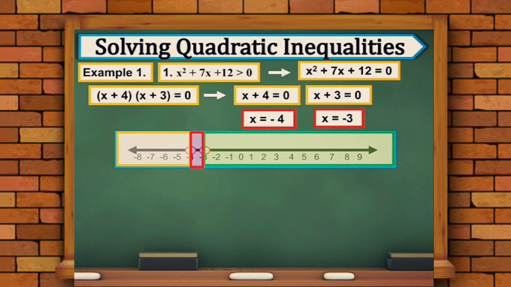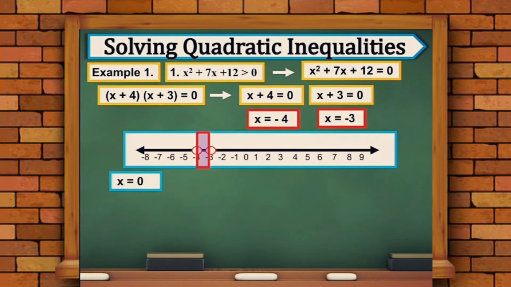Instead of choosing 3 test points, we will just select one, and that is very easy, which is 0. So x is equal to 0. Why 0? Because, class, 0 is very easy to solve or to simplify. And class, always remember that if the test point you select that is located in the middle and then the result is true, then automatically, the left and right is false.